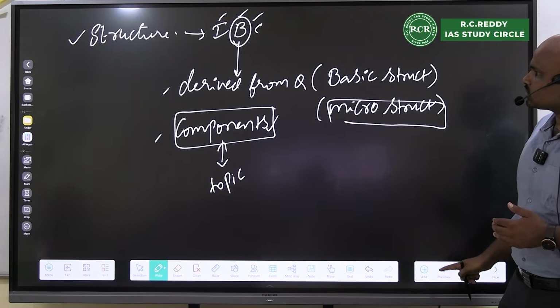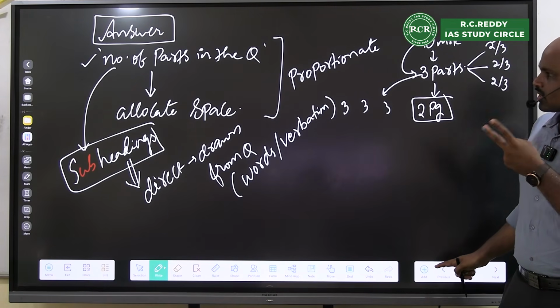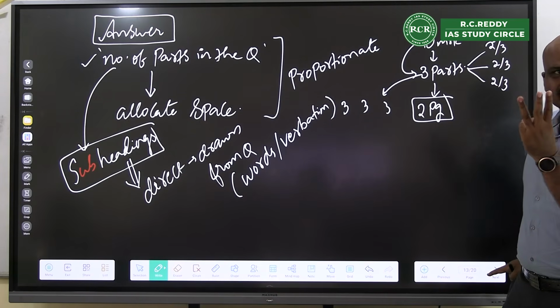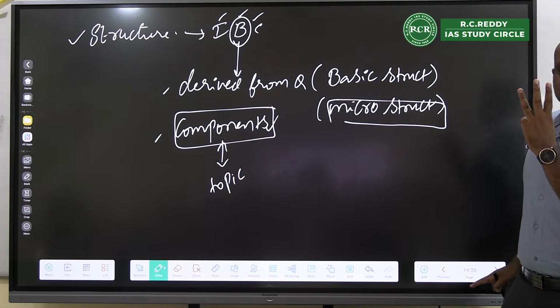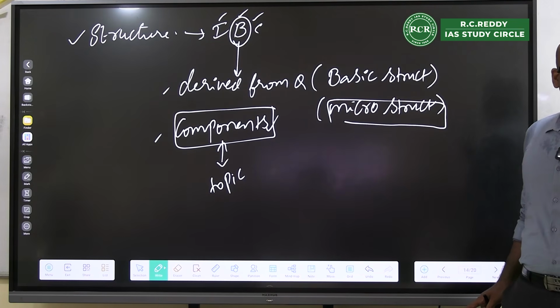One aspect of today is what? Number of parts, 1. Allocating the space, 2. Subheadings, 3. Structuring. In structuring, basic structure is IBC, that is intro, body and conclusion.